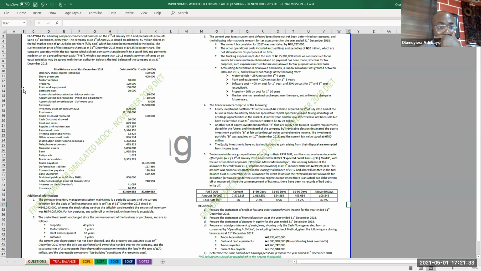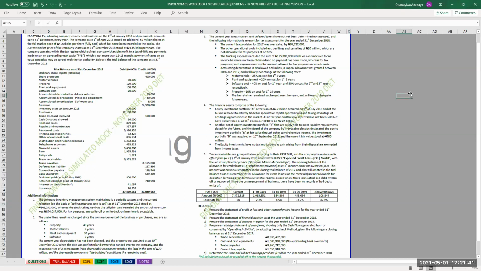Okay, in your trial balance, you have property. This property, not 20 million, comprises building and land as well. And then it is saying that land is 17 million out of it. Okay, I understand. Thank you.